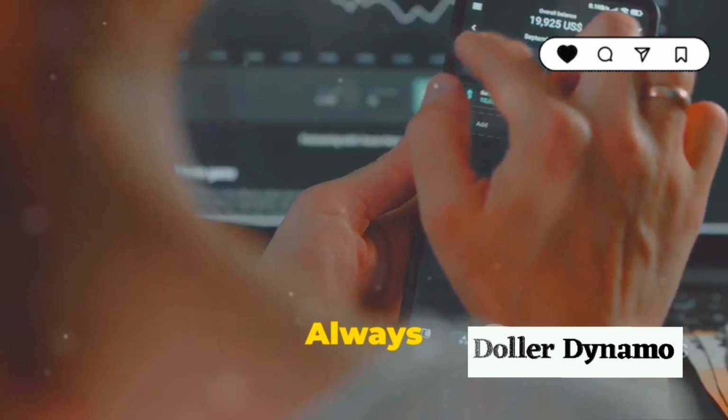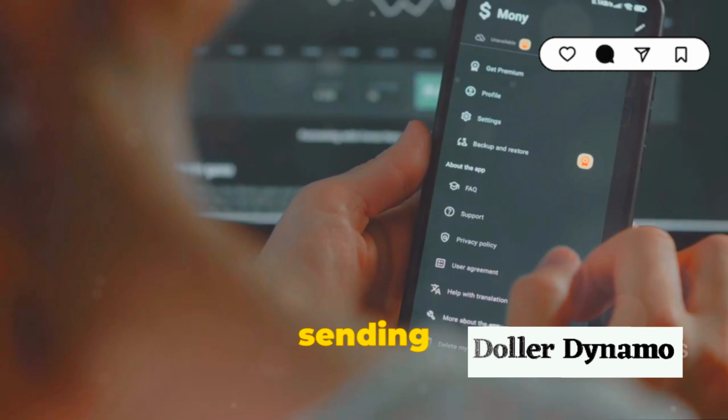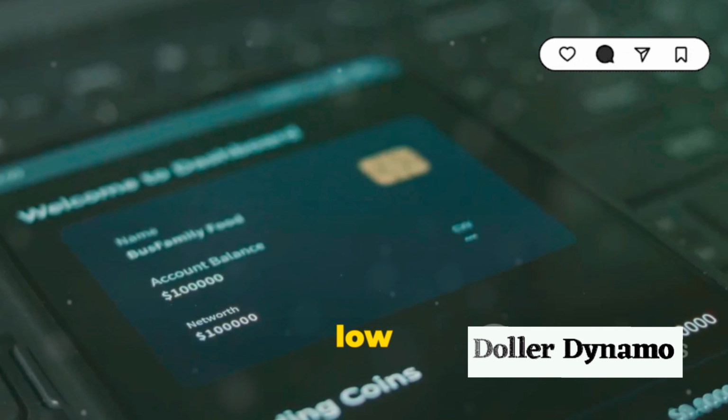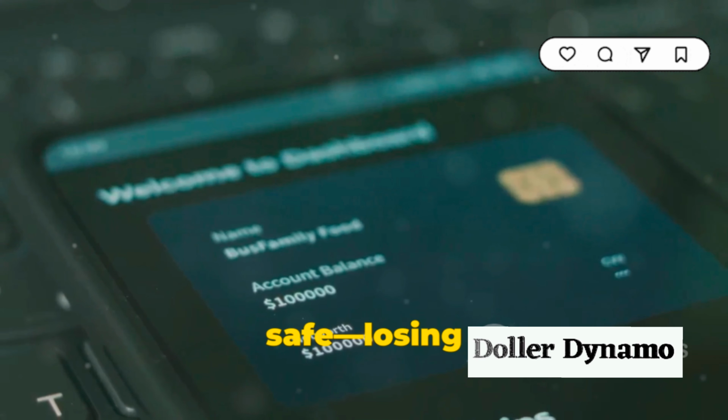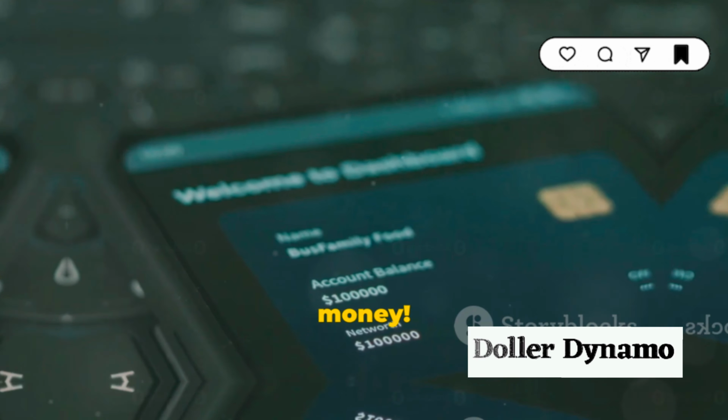Final pro tips. Always double-check wallet addresses before sending funds. Use exchanges with low fees to maximize your returns. And keep your recovery phrases private and safe. Losing them means losing your money.